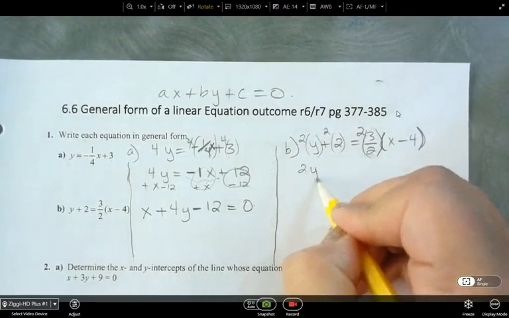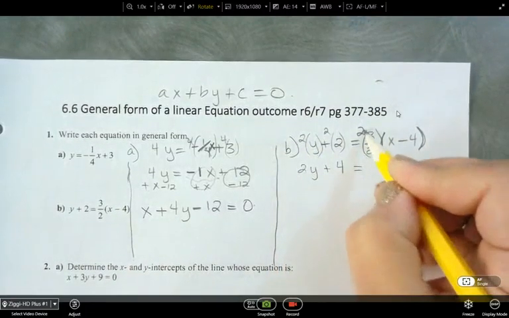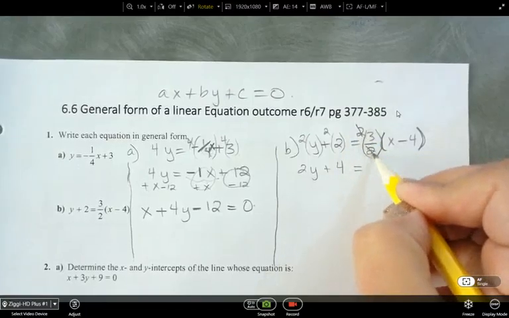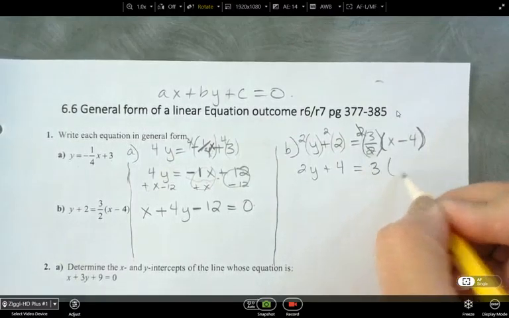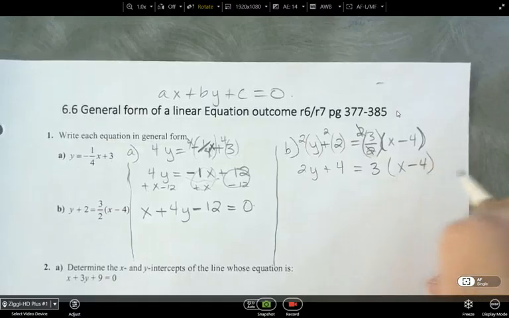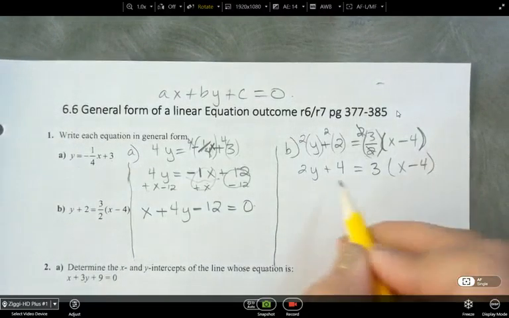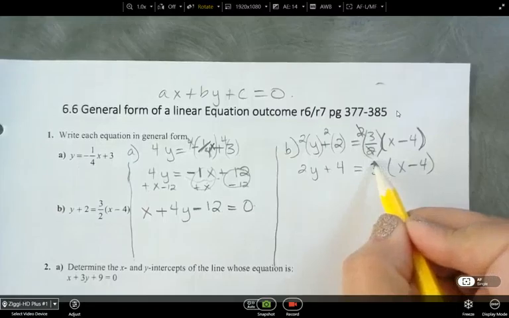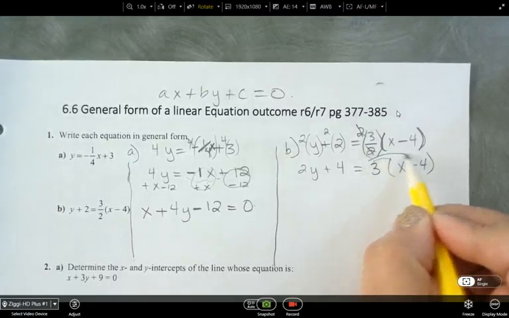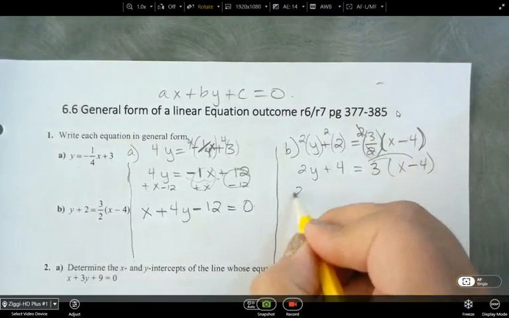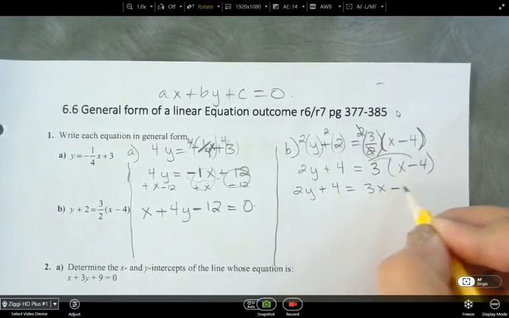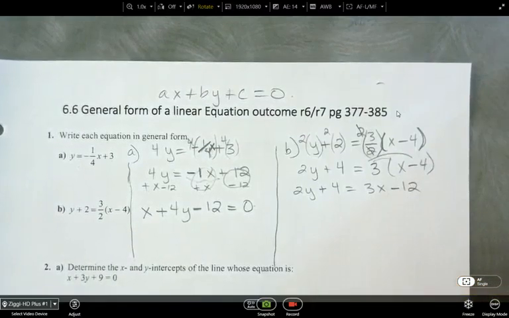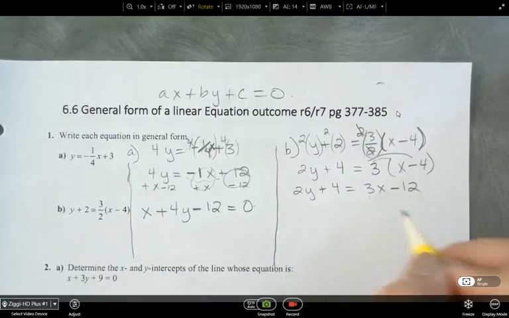Now I don't need to multiply anything that's in the bracket because that's what this 2 is doing already. So we go 2y plus 4 equals, and what happens with this 2? It can reduce there. So then instead of writing 6 over 2, I can just write 3, and then I'm going to write my bracket there. So now I'm going to distribute this 3 through this bracket, and what does that give me? 3x minus 12. Okay, now I can move everything over to one side.